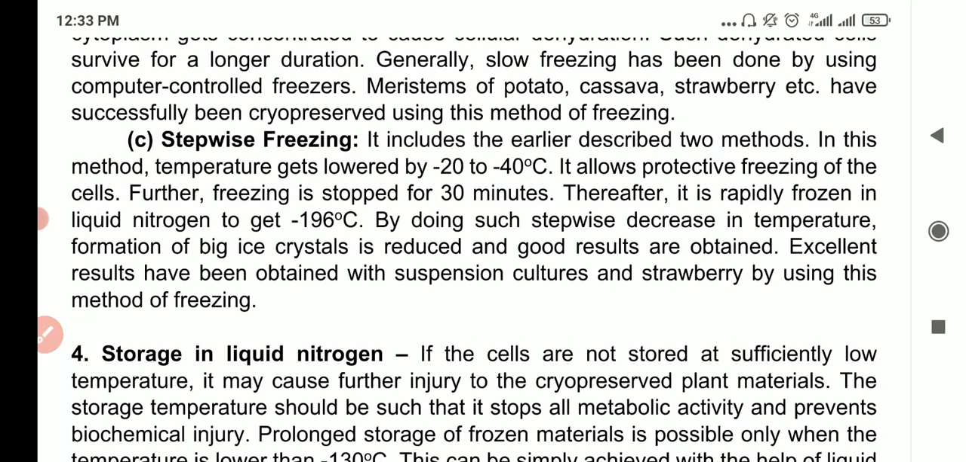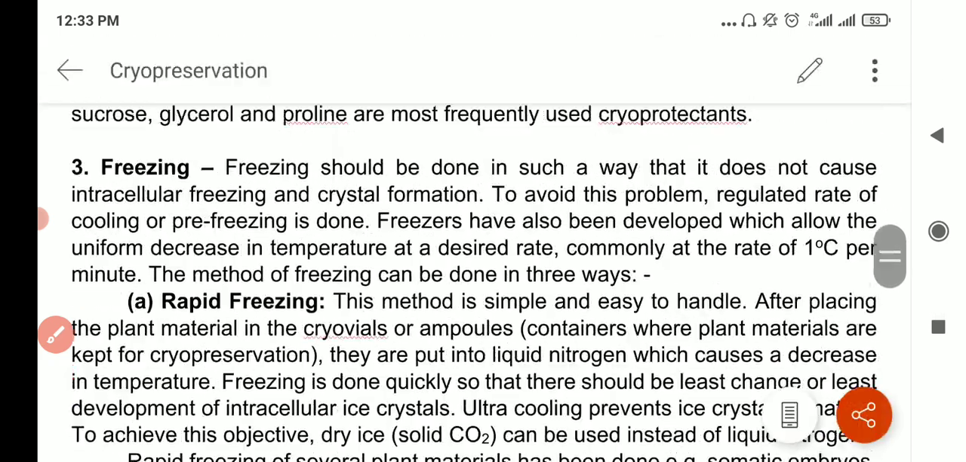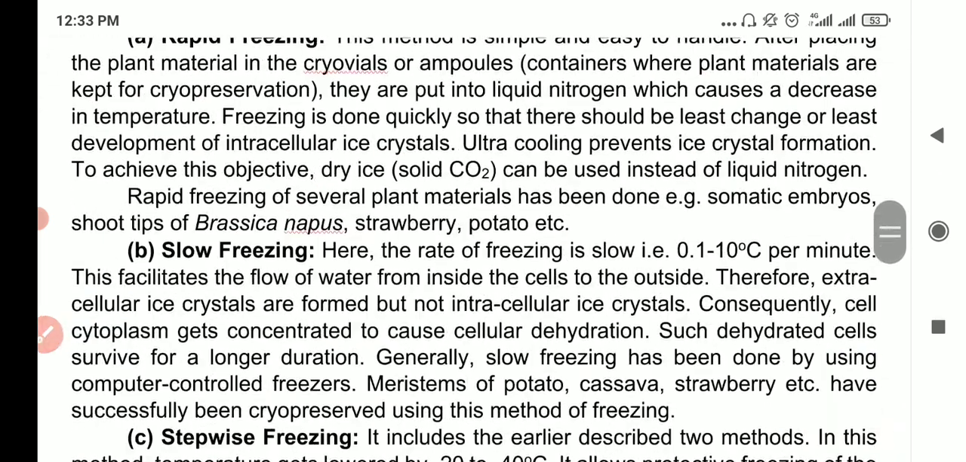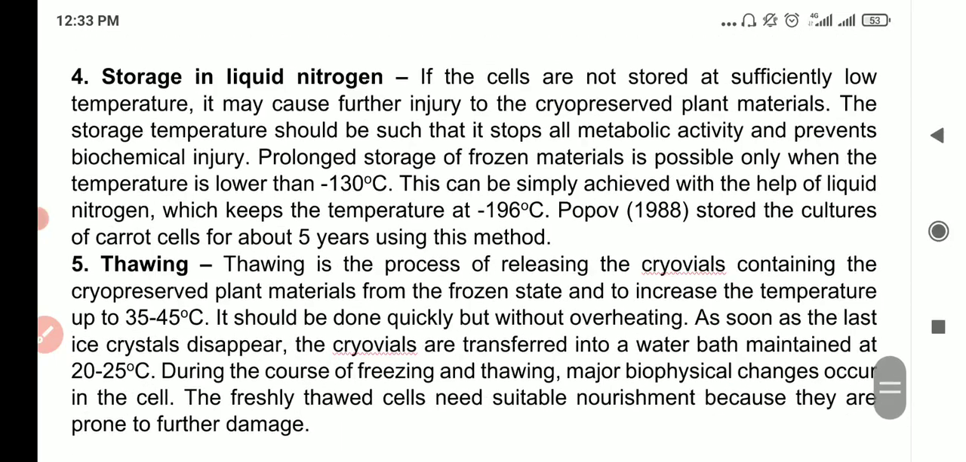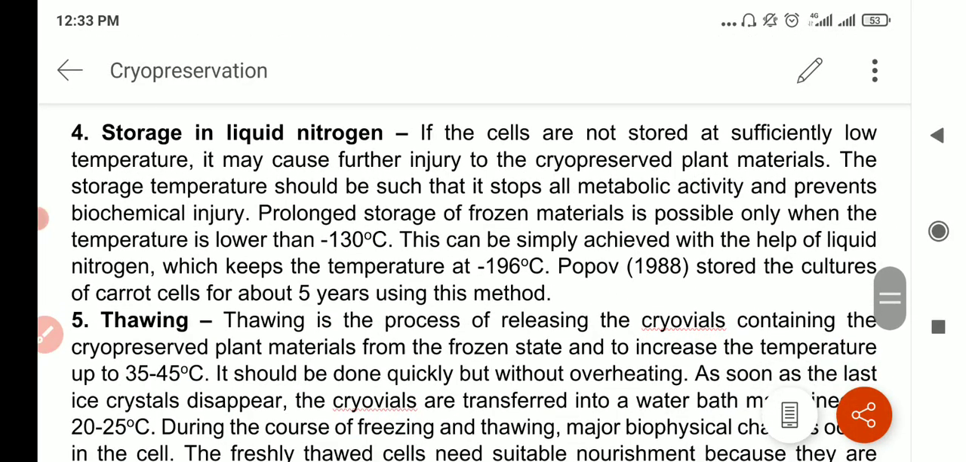Then you have a stepwise freezing. First you lower down the temperature by this much, minus 20 to 40. Then you stop the freezing for 30 minutes, and then you plunge it in liquid nitrogen. So this is stepwise. All the methods are equally good, whichever you choose, but it depends on your plant material and how long you want it.